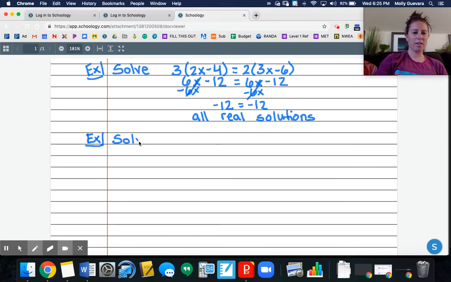Okay, last one, and then we'll move on in our notes. We're going to solve 2 times x minus 4 equals 4x minus 2x plus 4. So again, I'm going to distribute: 2x minus 8 on the left side. On the right side, I have 4x. This negative distributes, so I get negative 2x minus 4.